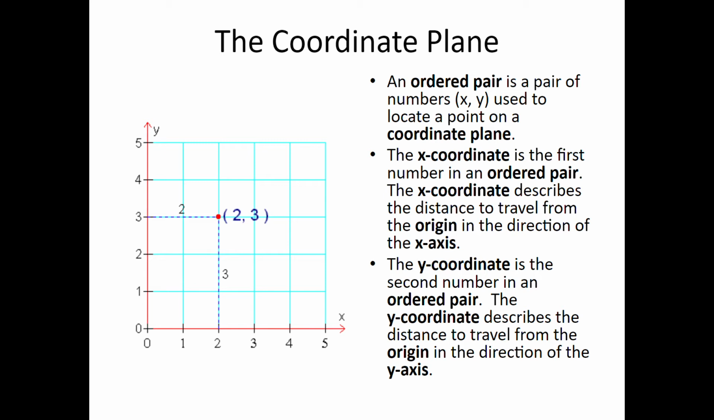The y-coordinate is the second number in an ordered pair. The y-coordinate describes the distance to travel from the origin in the direction of the y-axis. So again, in the ordered pair 2, 3, 2 is the x-coordinate because it's the first number in the ordered pair. 3 is the y-coordinate. It is the second number of the ordered pair. You will need to know that for the test.